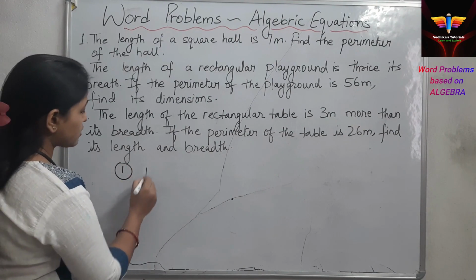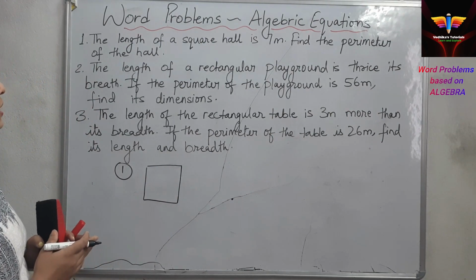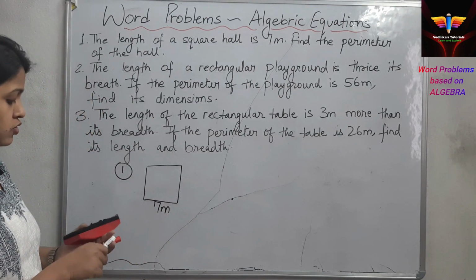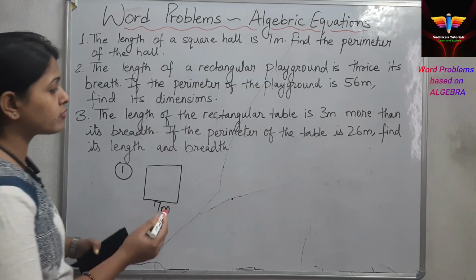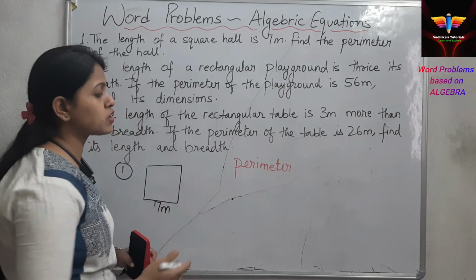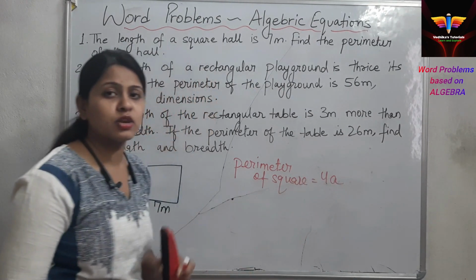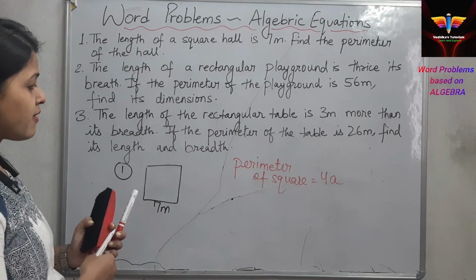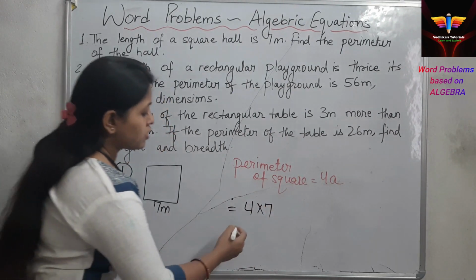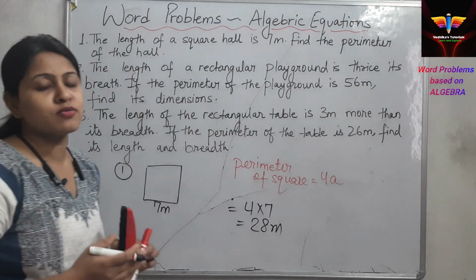So number 1 is talking about a square hall. The length of a square hall is 7 meter. So what is the length? The length of its one side is, suppose this is 7 meter. Now the question is asking to find the perimeter of the hall. To find the perimeter, first we need to know what the perimeter of a square is. The perimeter of a square is 4a, that is 4 into side. Here the side is 7 meter. So the perimeter is 4 into 7, which is equal to 28 meter. This is our answer. The perimeter of the hall is 28 meter.